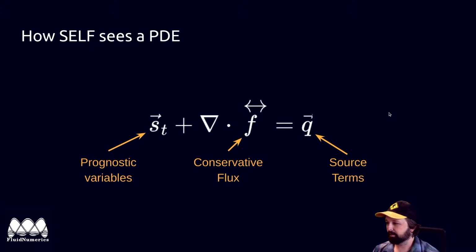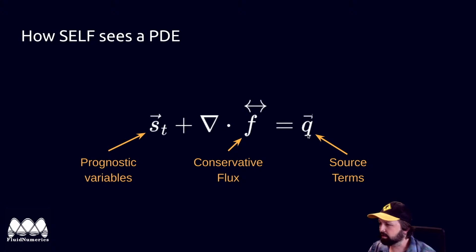Everything in SELF revolves around interpreting a partial differential equation as a conservation law. You have a vector of prognostic variables. We call that the S vector. We have a vector of vectors for the conservative flux. So for each prognostic variable, there is a physical vector, so it points in X, Y, and Z space, that tells us the conservative flux for that quantity.